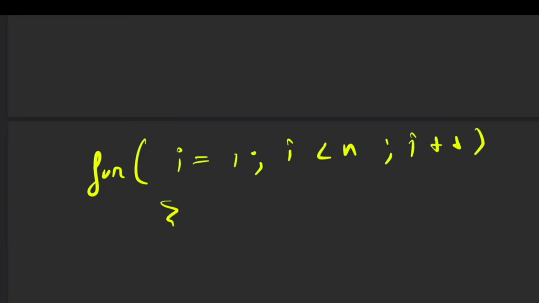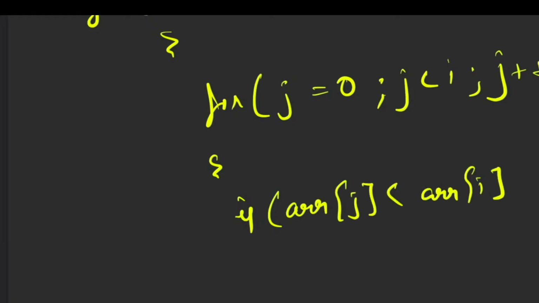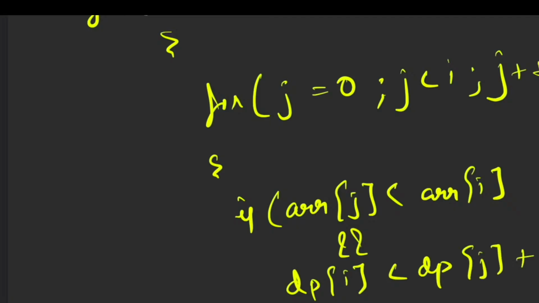So if I just rewrite the code, it was something like i equal to 1, because 0 will not be there, i less than n, i plus plus. And if you remember, there was a j loop which was from 0 till i, j plus plus. Since it was increasing, you said if array of j is lesser than array of i, because this is plain LIS, and at the same time if DP of i is lesser than what you get if I take this element, because if I take this element it will be plus 1. If it is, then you went on and said DP of i will be DP of j plus 1.